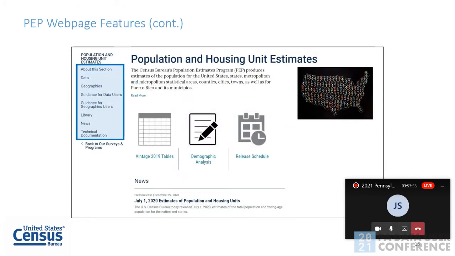Let's return to the other estimate support features in this highlighted area. I think this is very important, and maybe you use these things, but I think it's very helpful to use the guidance for data users link to help to choose the appropriate estimates for your needs. The geographies and guidance for geographies user links provide definitions for geographic reference codes.